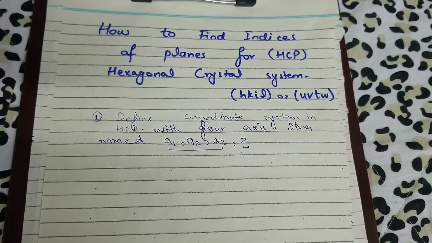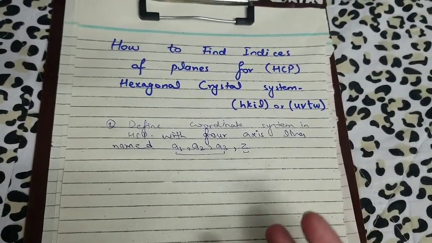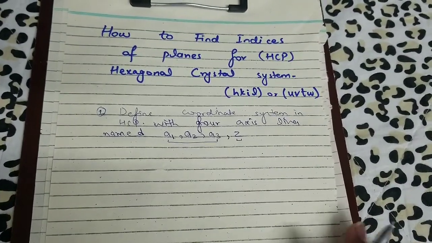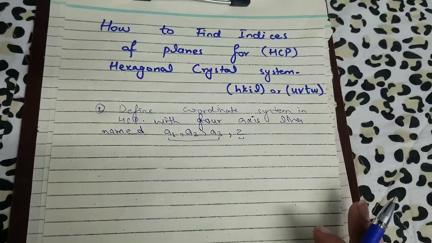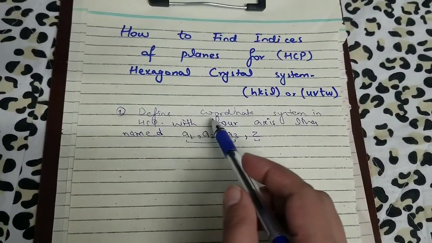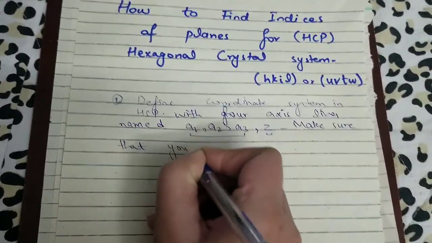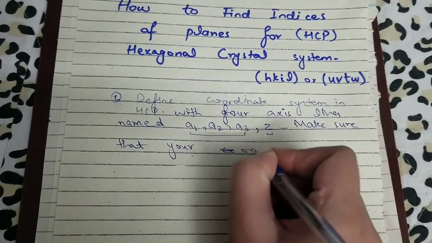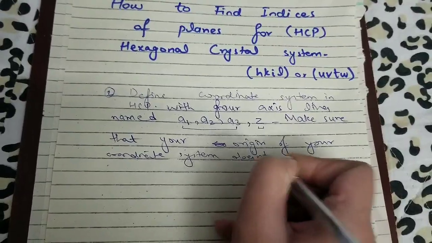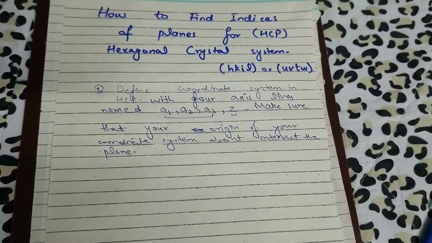First of all, we have to define the coordinate system, because the basic step is to see whether there is a predefined coordinate system that we are given. If you are to find the Miller indices of a plane, then in a question paper, for example, you will be given a plane in HCP, and there may be a predefined coordinate system. If it is given, then you have to check whether the plane is passing through the origin or not. If it is passing through the origin, then you have to shift the origin, or change the coordinate system. That is why we mention it: define the coordinate system and make sure that the origin of your coordinate system doesn't intersect the plane whose Miller indices you are going to find. So this is the first step that you have to do.